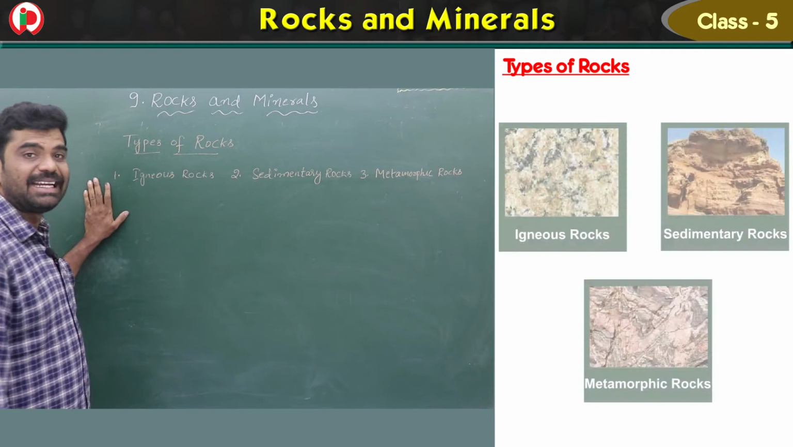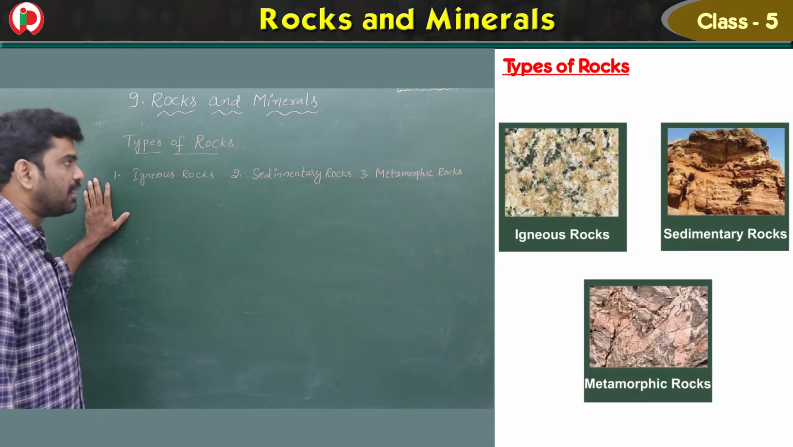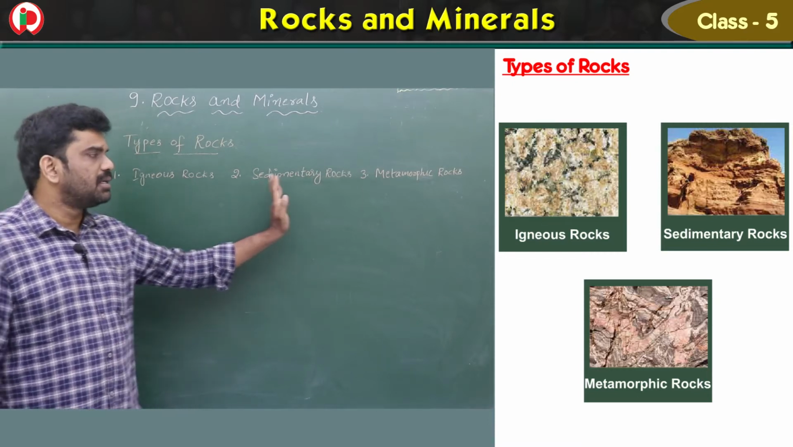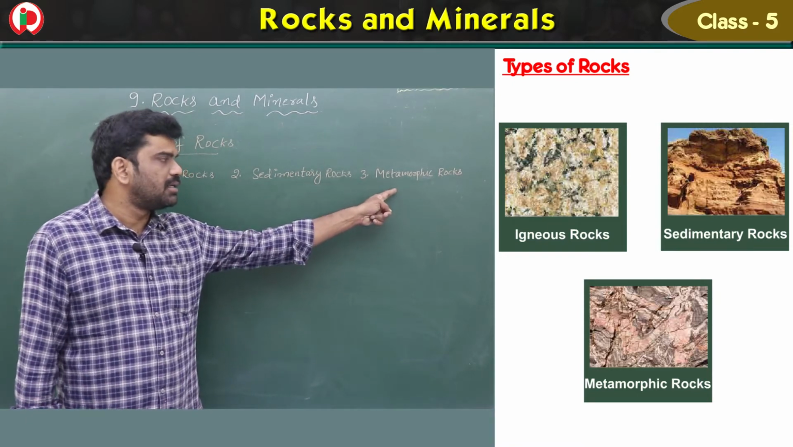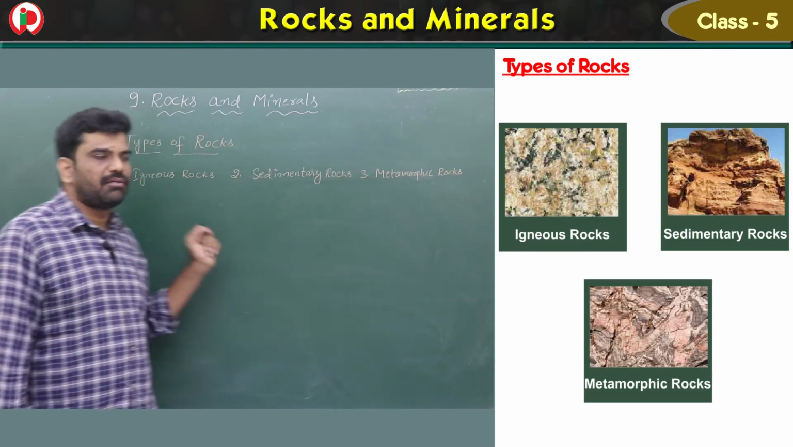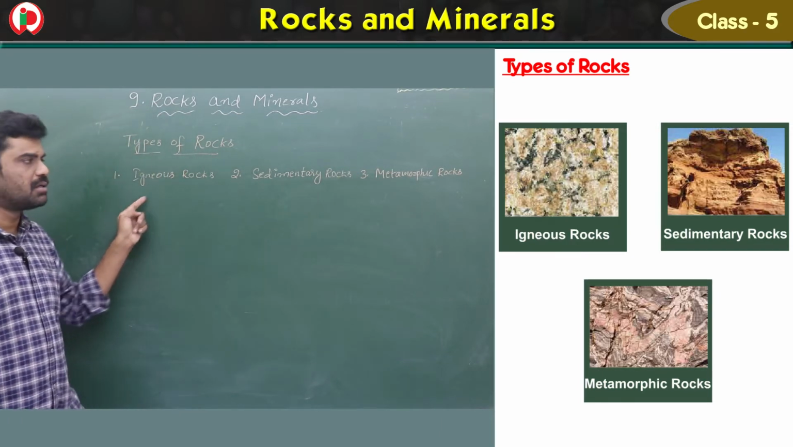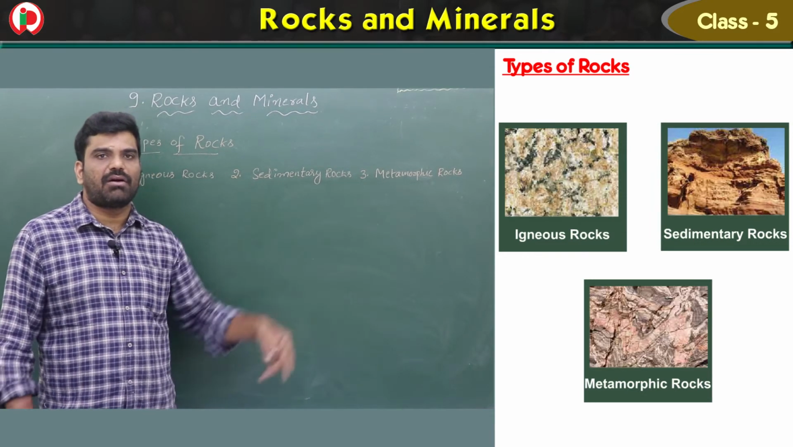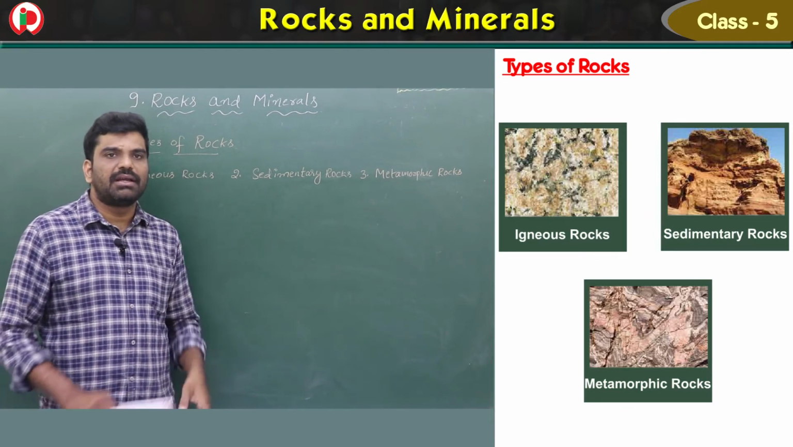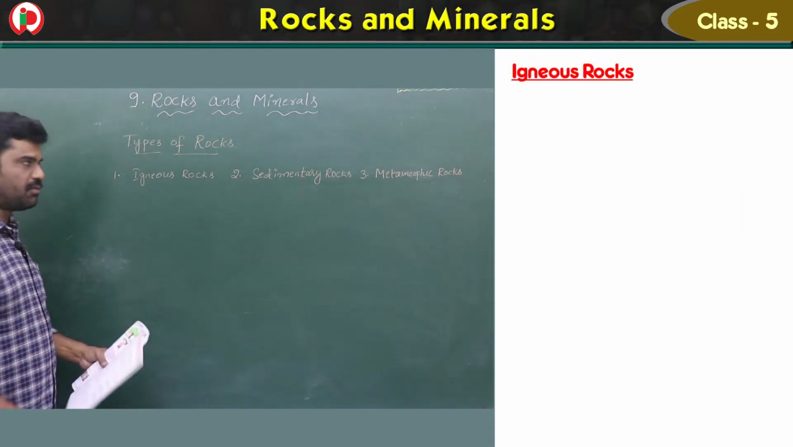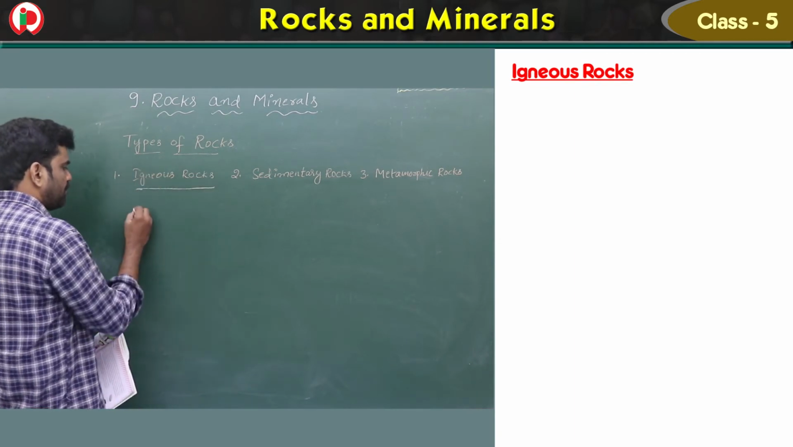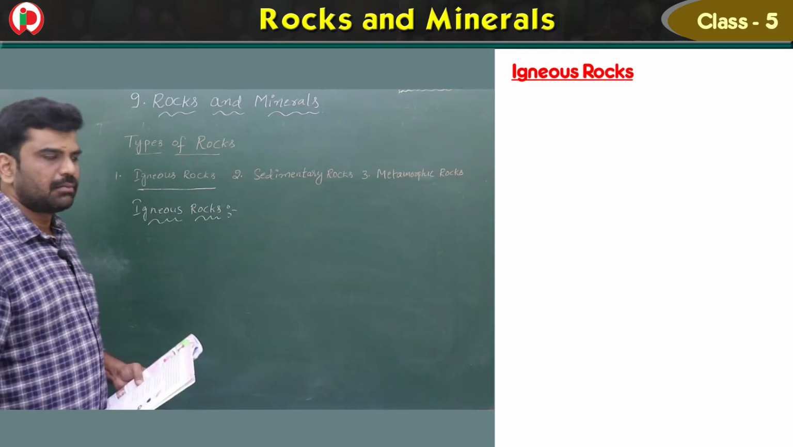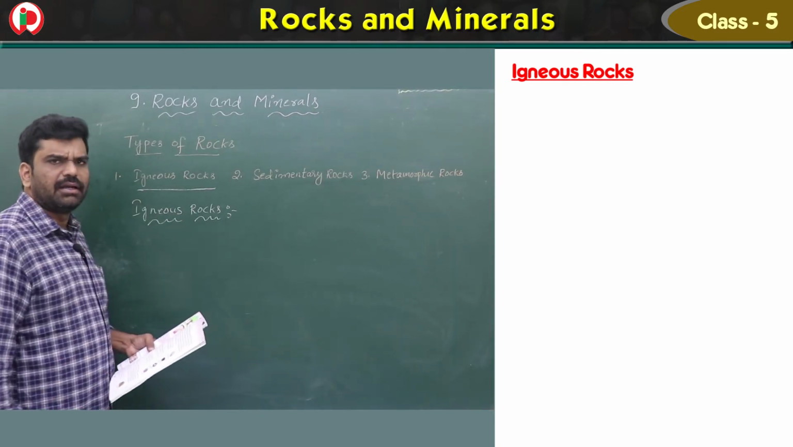So first one is igneous rocks. Second one, sedimentary rocks. Third one is metamorphic rocks. Now let's see the first one, igneous rocks.